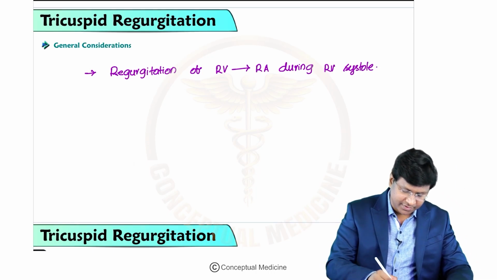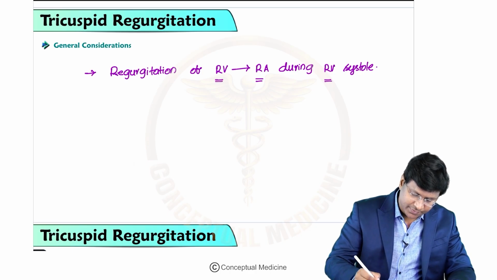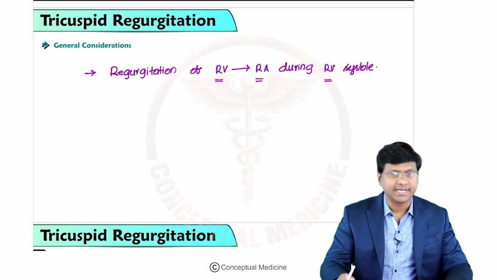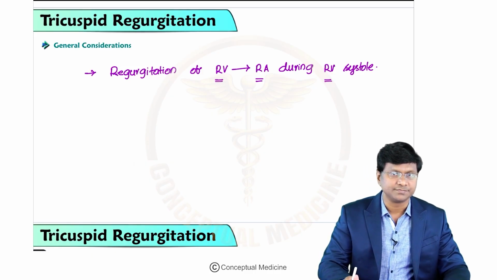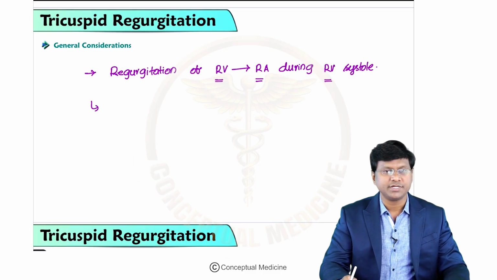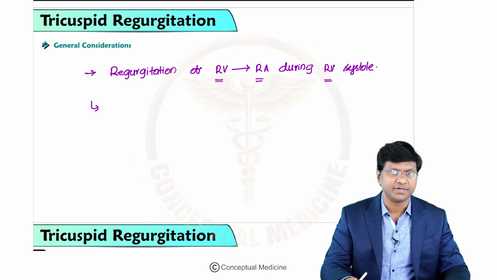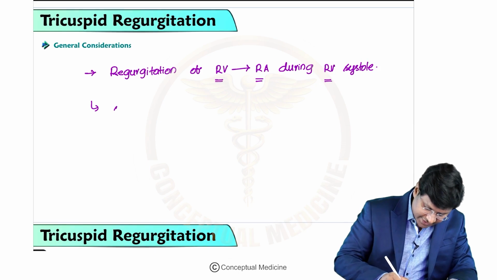Regurgitation of right ventricular blood into the right atrium during right ventricular systole is called tricuspid regurgitation. And this tricuspid regurgitation frequently occurs in patients with pulmonary or cardiac disease with pressure or volume overload on the right ventricle.